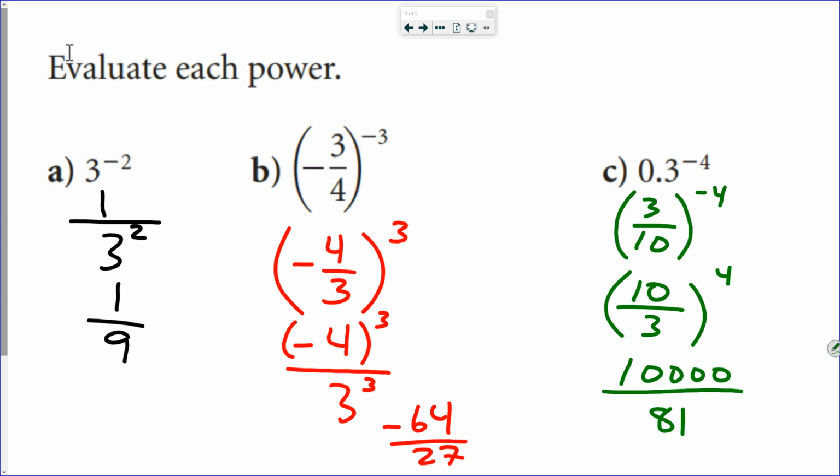over 3 to the 4th power is 81. Or you can just grab your calculator, go 0.3 to the power of negative 4, and you'll get the decimal equivalent of 10,000 divided by 81.